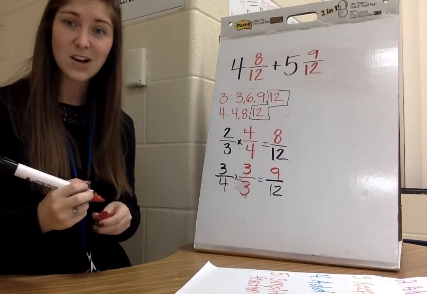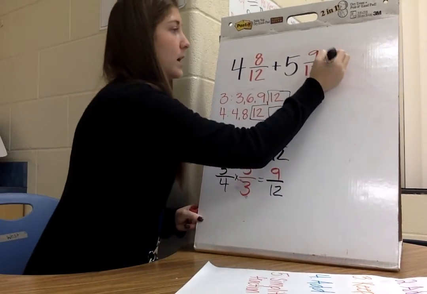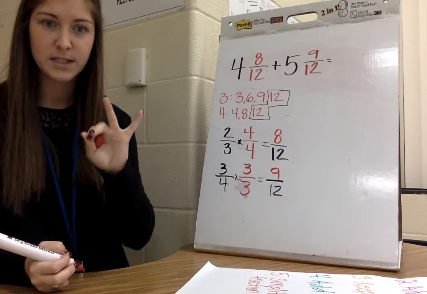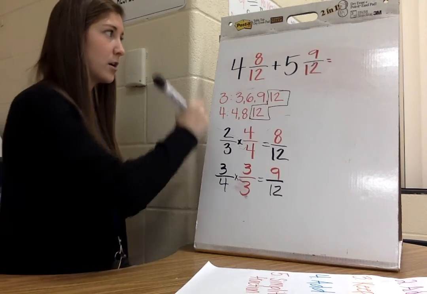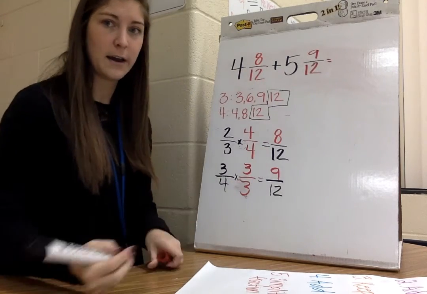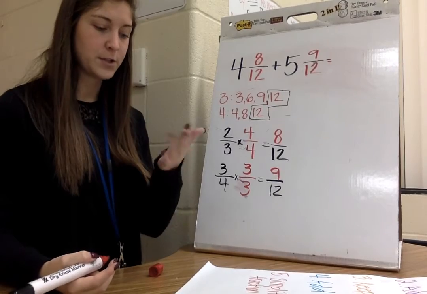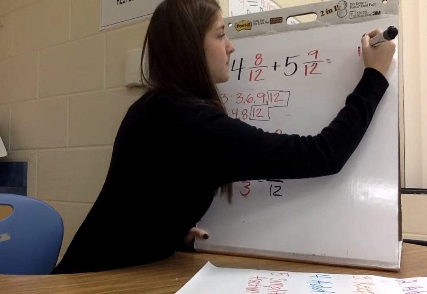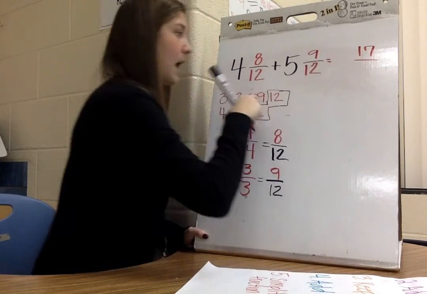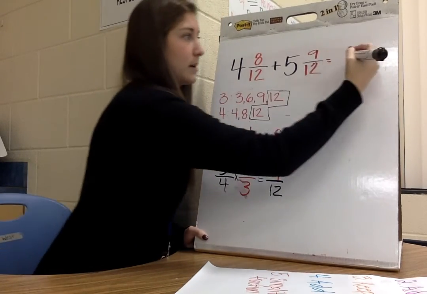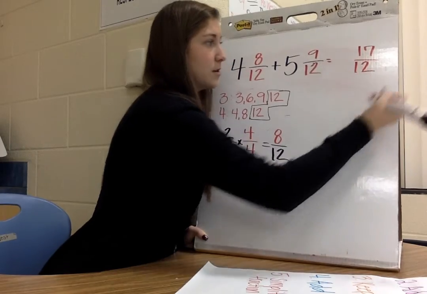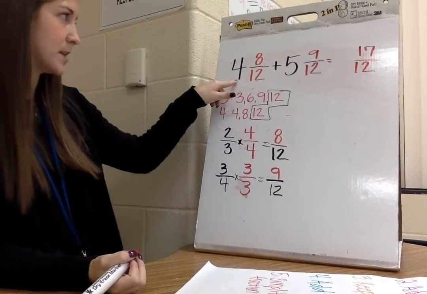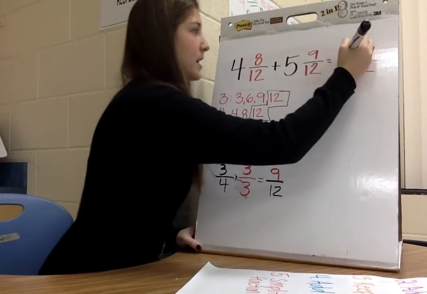And now I'm ready to solve. When I look at solving, the second step to adding mixed numbers is to add the numerators straight across. Well, 8 plus 9, 9, 10, 11, 12, 13, 14, 15, 16, 17. So that's 17. Step 3 is that I carry my denominator straight across, so that's 12. And then step 4 is that I have to add my whole numbers. So 4 plus 5 is 9.